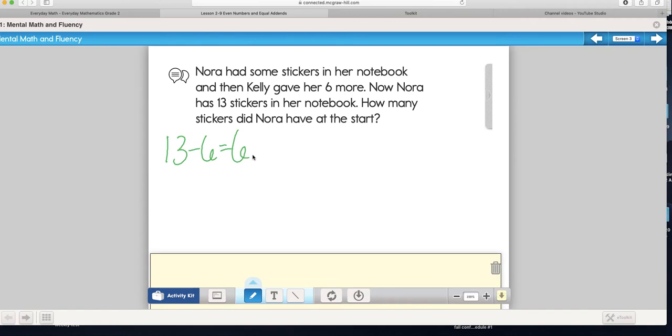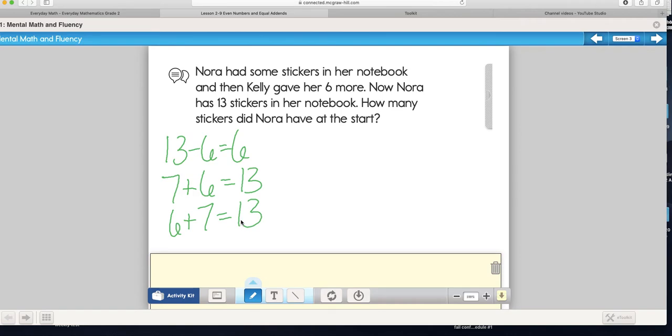What's another number model, Zayden, we could have for this one? 7 plus 6 equals 13. 7 plus 6 equals 13. Maybe that's one number model that could go along with this. What's another number model that might go along with this, Alina? 6 plus 7 equals 13. 6 plus 7 equals 13. What other number models might go along with this? Levi? 7 plus 6. Okay, we have that one right here.